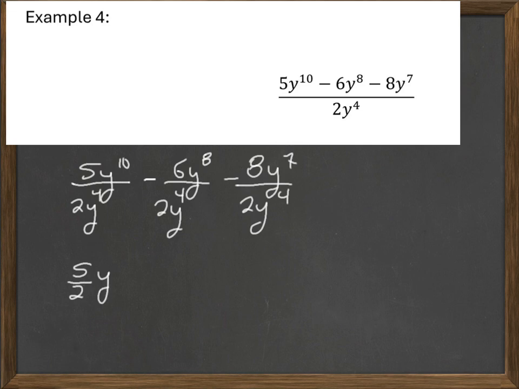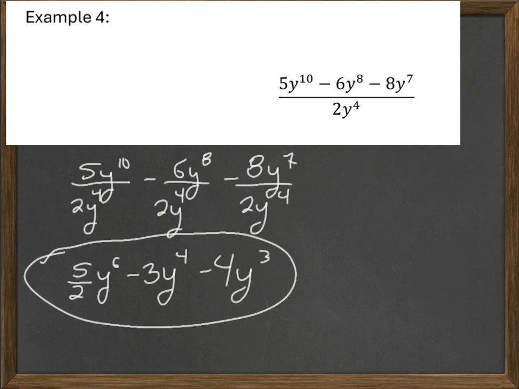10 minus 4 is 6, so we have y to the 6th. Okay, here we have 6 divided by 2. 6 divided by 2 is 3, and then 8 minus 4 is 4. Lastly, 8 divided by 2 is 4, and 7 minus 4 is 3. So this is the final answer.